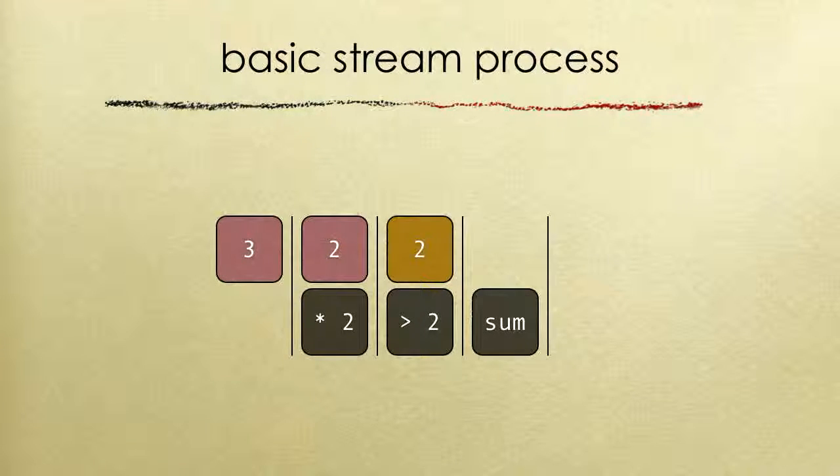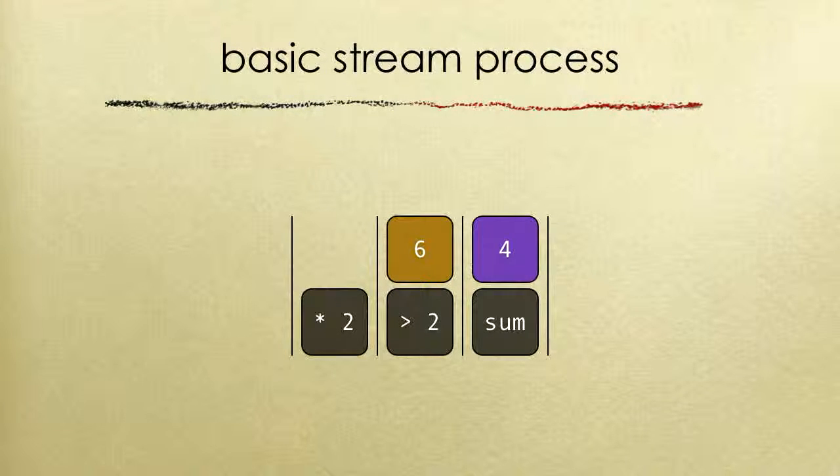The filter looks to see if it's greater than two. It's not, so it goes away. And then you multiply the next item by two and you get four. You go down again, and the filter looks to see if it's greater than two. It is, so it stays. And then the next item gets multiplied by two, and then you get six.